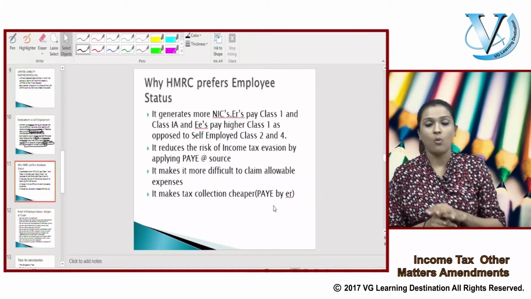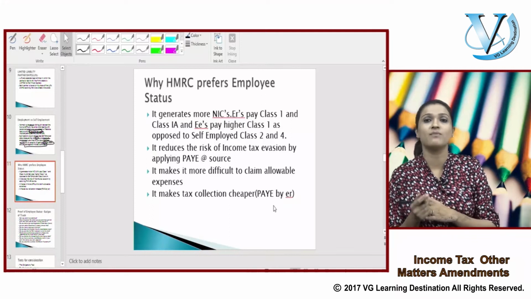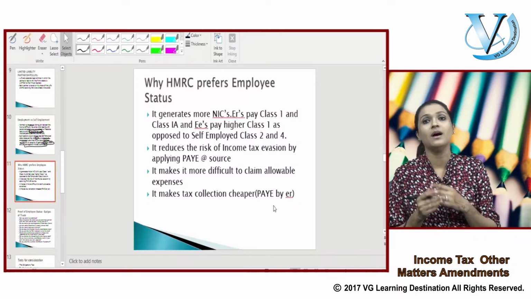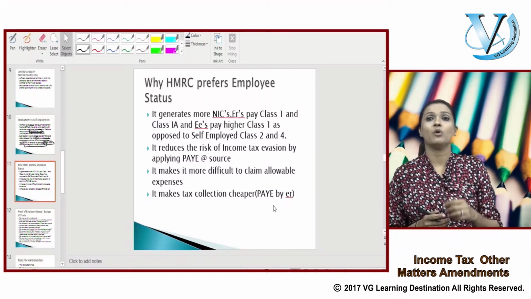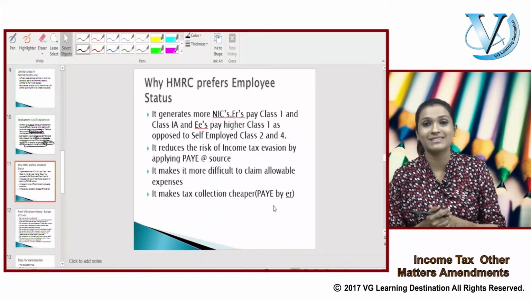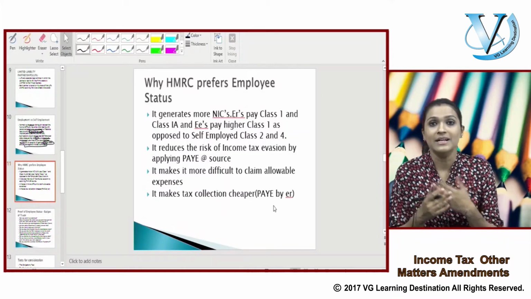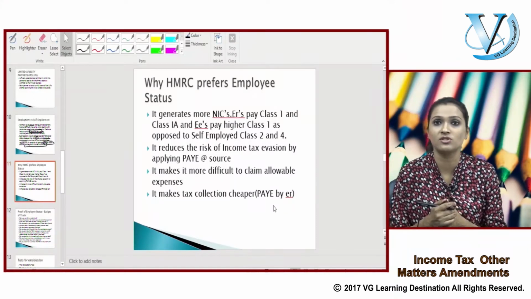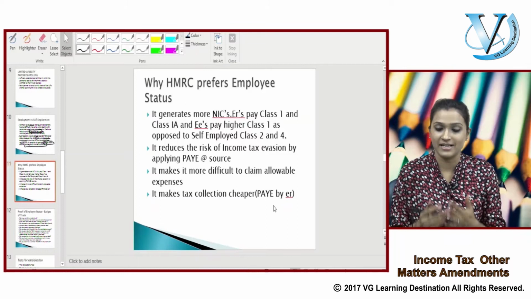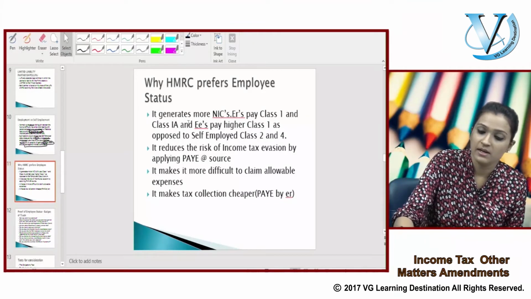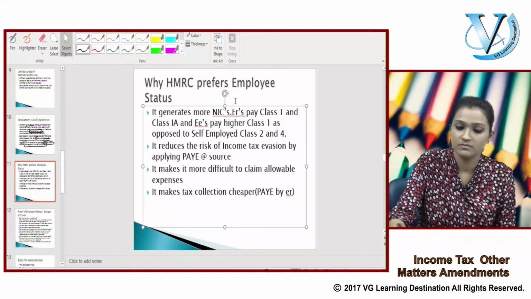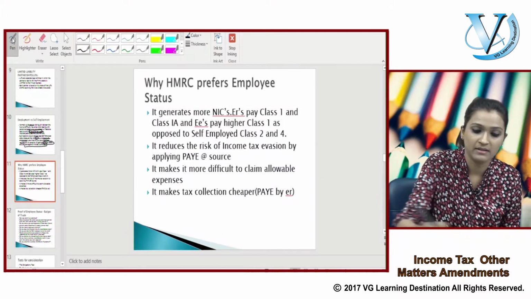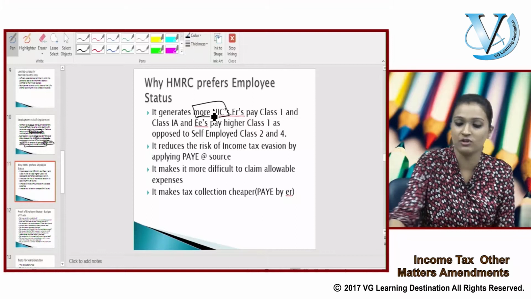What else? Why do you think, on the other hand, HMRC would prefer me to be an employee of the institute and be categorized under the employee status? Why? Because definitely it generates more national insurance contributions for the HMRC. So generates more NICs. Generates more NIC for the HMRC.